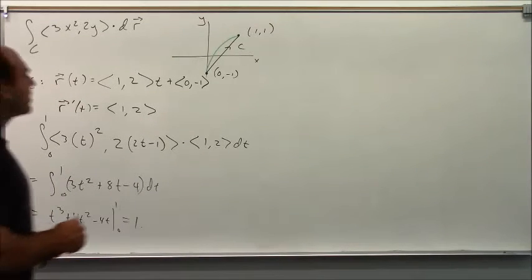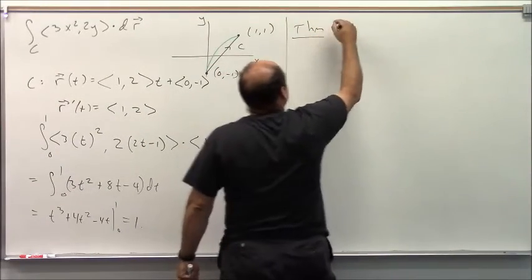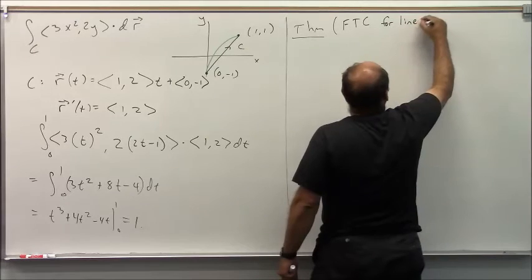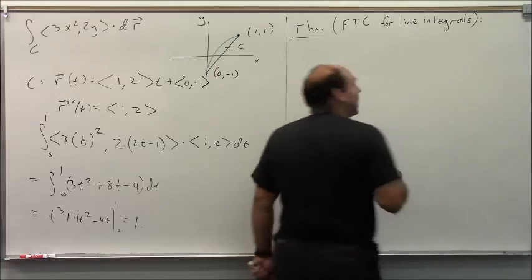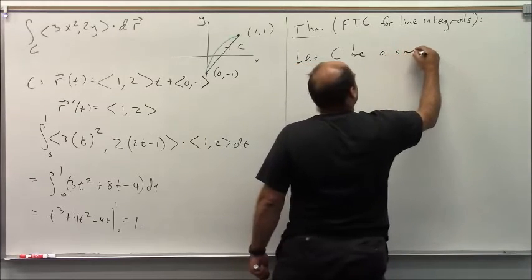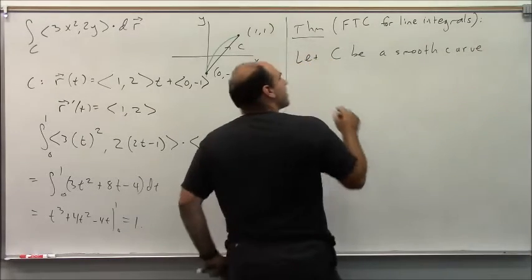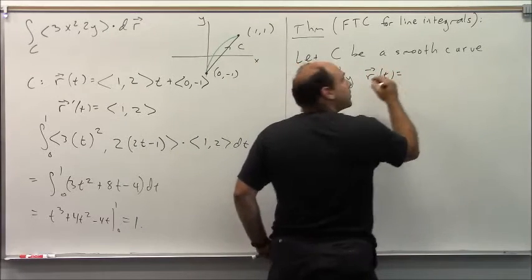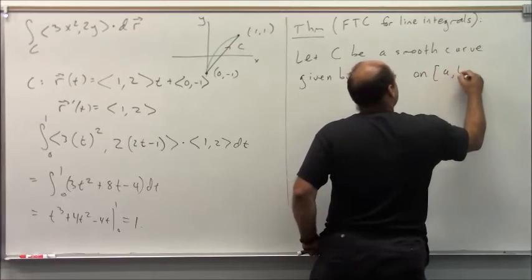Instead, we're going to go with this new theorem that is actually an old theorem. This is the fundamental theorem of calculus for line integrals. And here's what it says. Let C be a smooth curve. So I need C to be reasonably nice. Given by r(t) on closed interval [a, b].